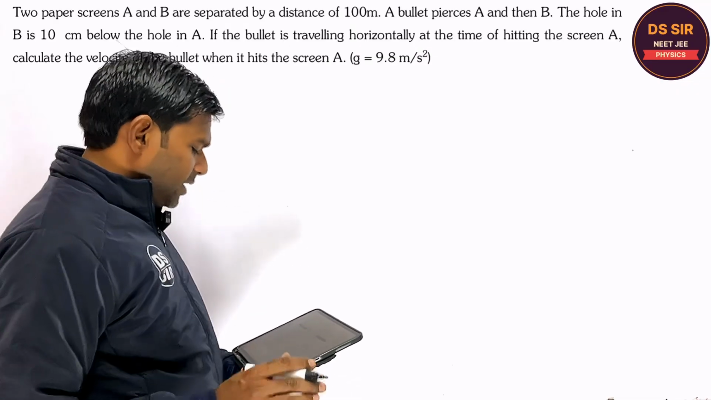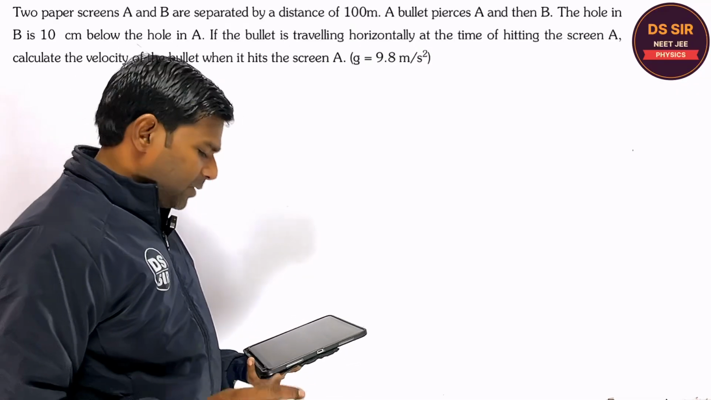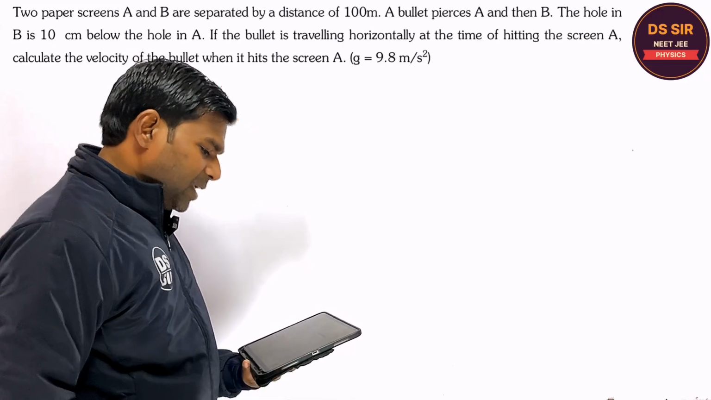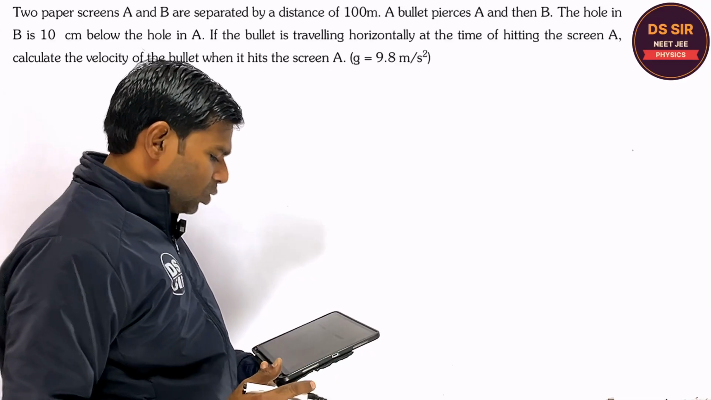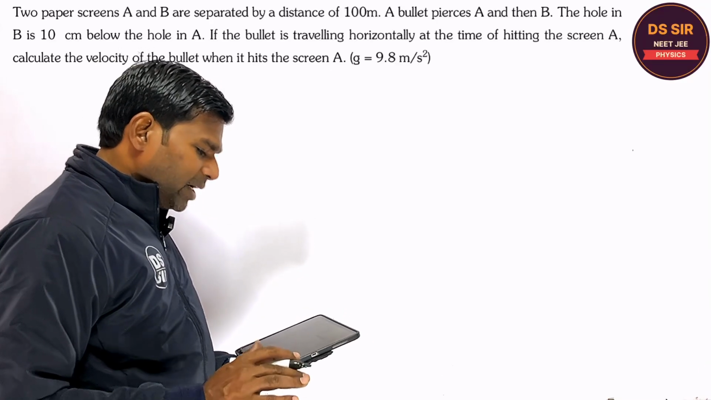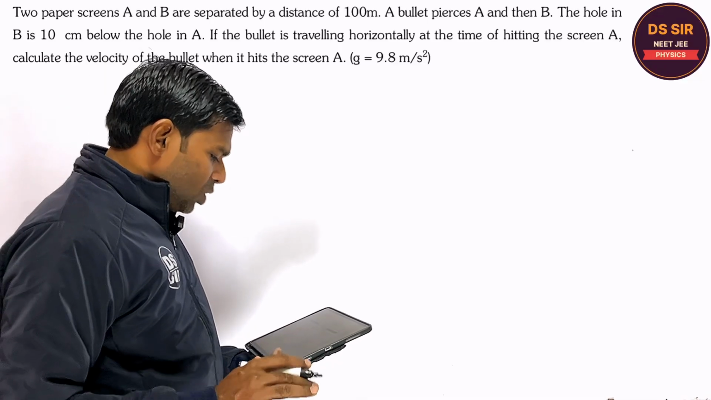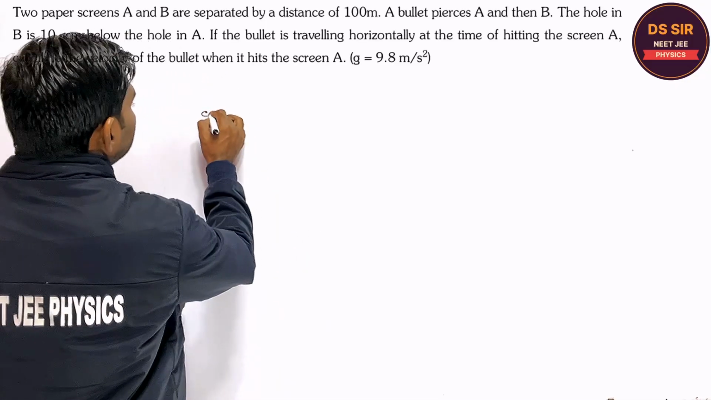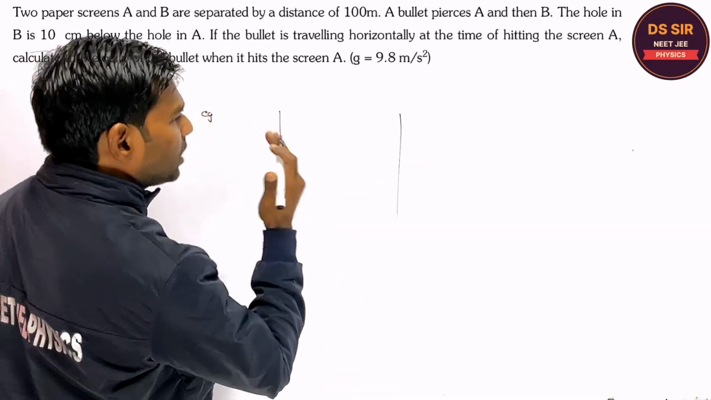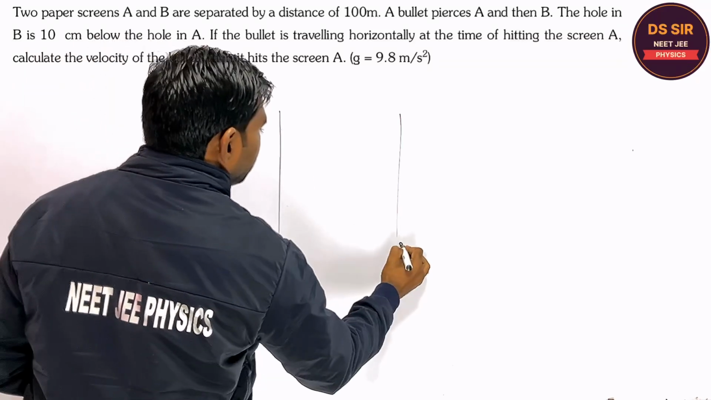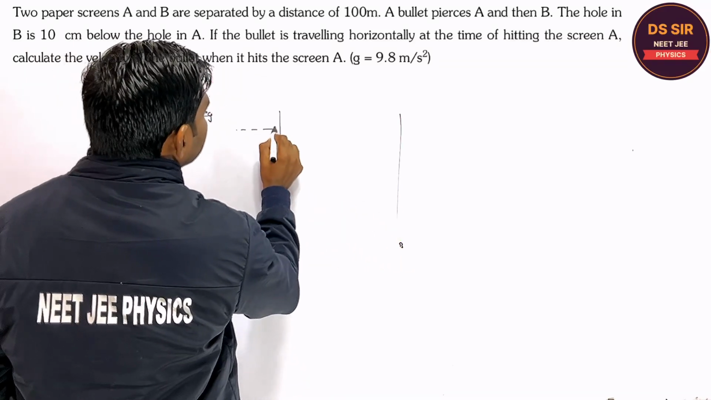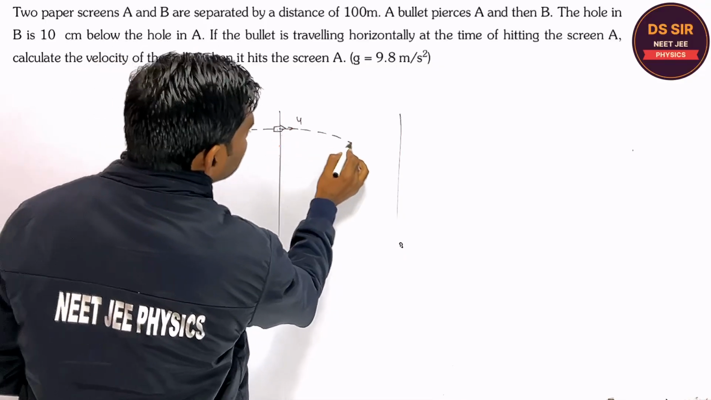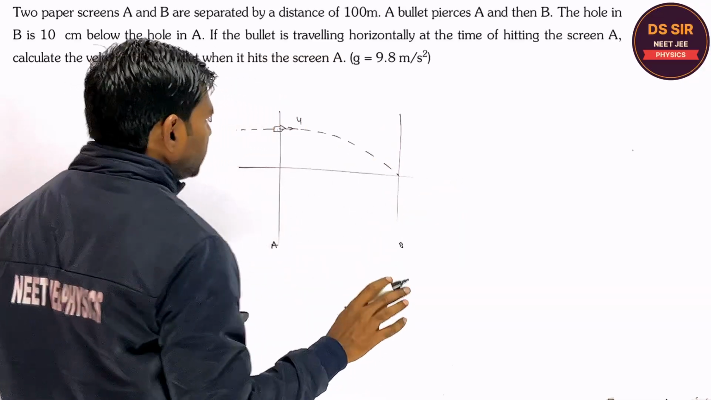In the next question, two paper screens A and B are separated by a distance of 100 meter. A bullet fires through paper A and then B. The hole in B is 10 centimeter below the hole in A. If the bullet is traveling horizontally at the time of hitting screen A, you have to find the velocity of the bullet when it hits screen A. Suppose in this question there are two screens. This is one screen, this is another screen, A and B. So the bullet is hitting screen A. It is moving horizontally, and it hits at this point. Is it clear or not?